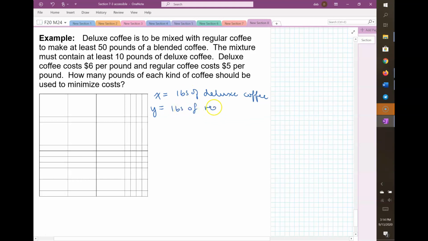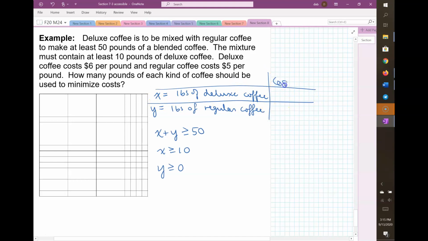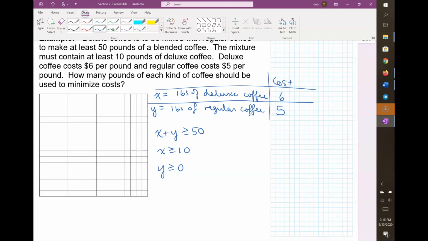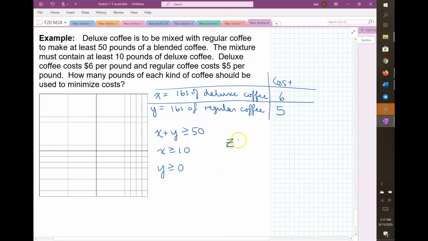And then we had x plus y was at least 50. X was at least 10. And then we said y needs to be a positive number also. And then we made our little chart and said for cost, have $6 for deluxe and $5 for regular. So then we can write our objective function as 6x plus 5y. And in this problem, the objective function z is representing cost.